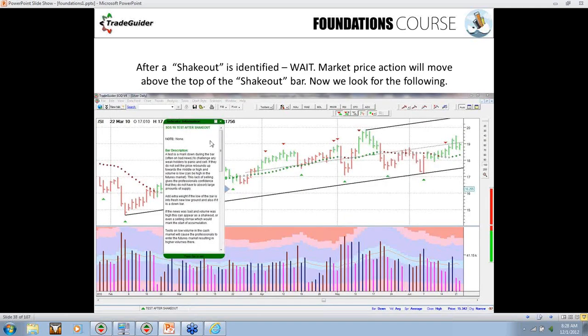Now, all the indicators in Trade Guider have got a number. In this instance, it's SOS, which is in green, which is a sign of strength, a test after a shakeout. And what makes that a great signal to go long is it's penetrated the high, or the market has rallied away from the shakeout area, which makes it a strong market, not a weak market.